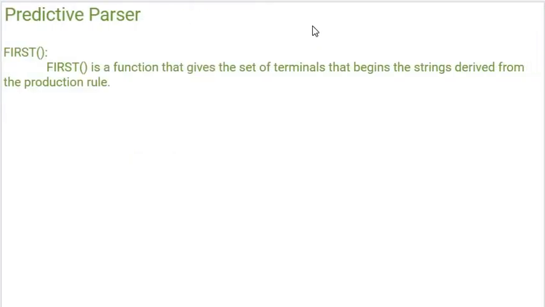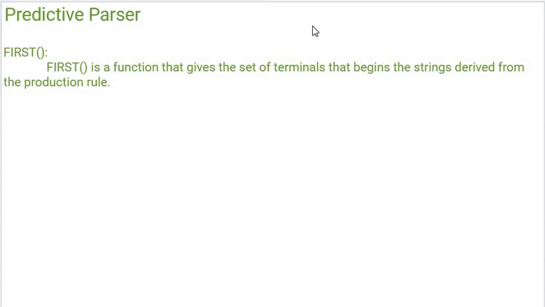For implementing the predictive parser, we will be using two functions. One is the first function, another one is the follow function. Only with the help of this first and follow function, we could implement the predictive parser. So what is the first function? First is a function that gives a set of terminals that begins the string derived from the production rule.